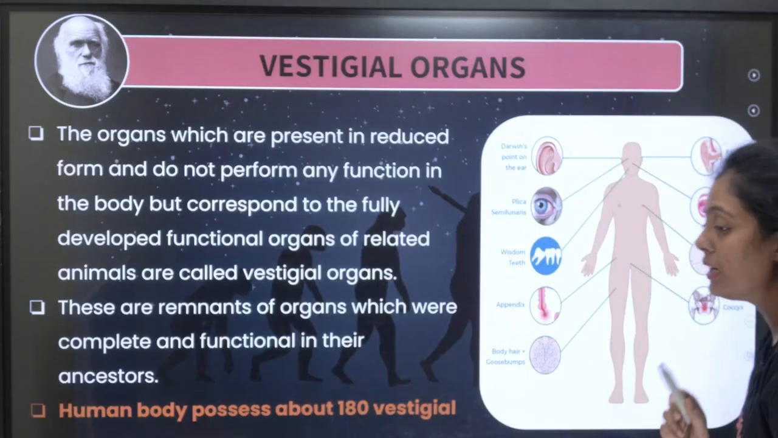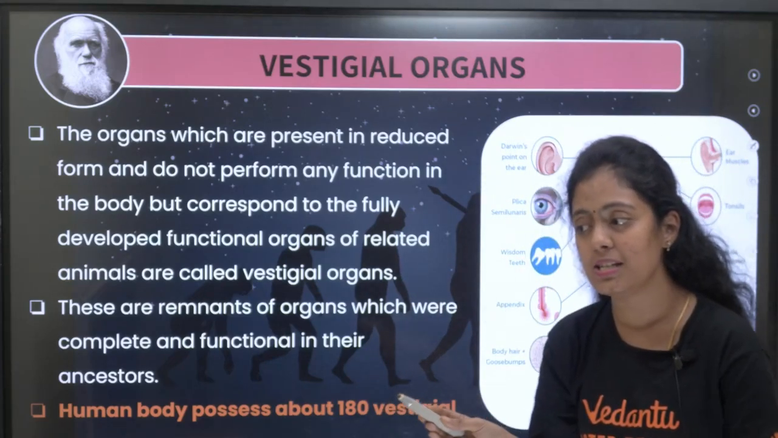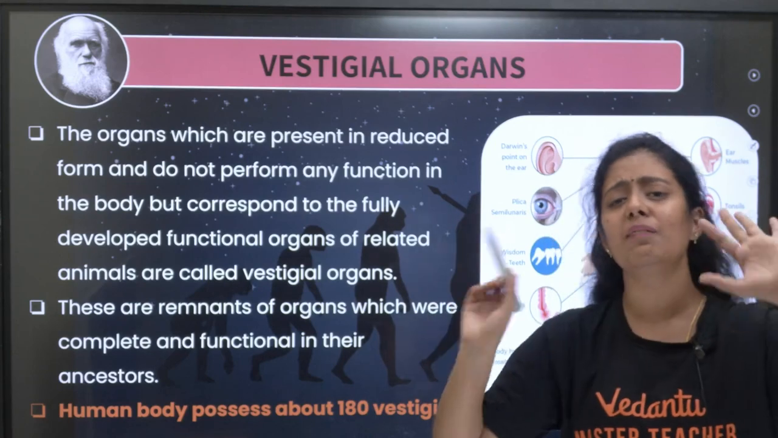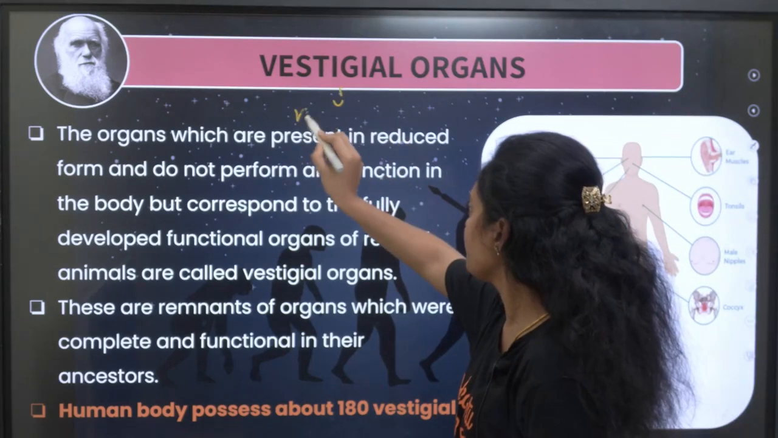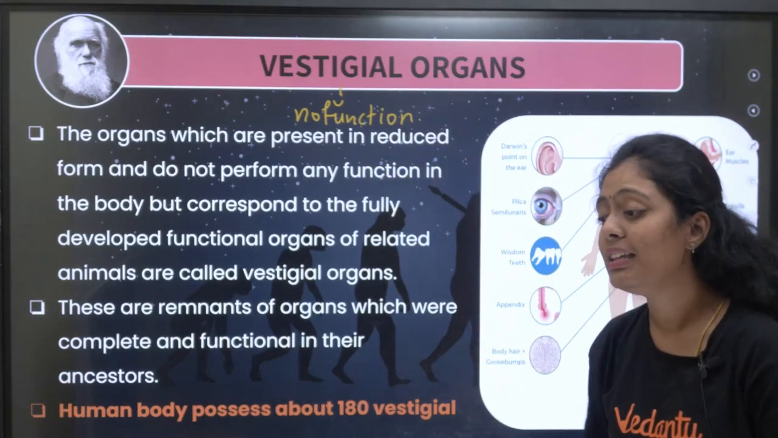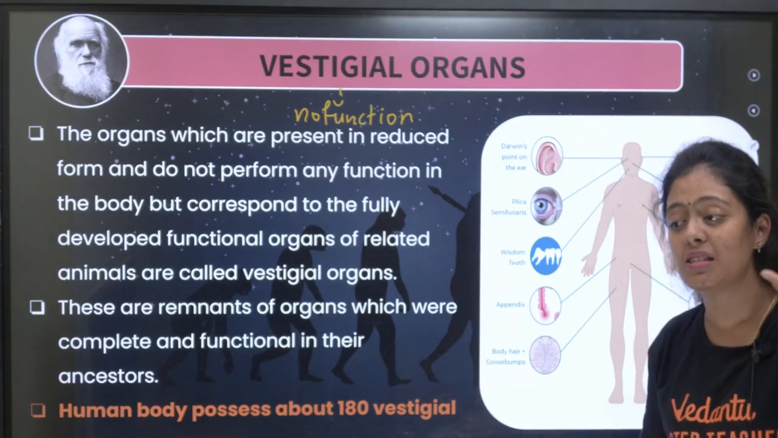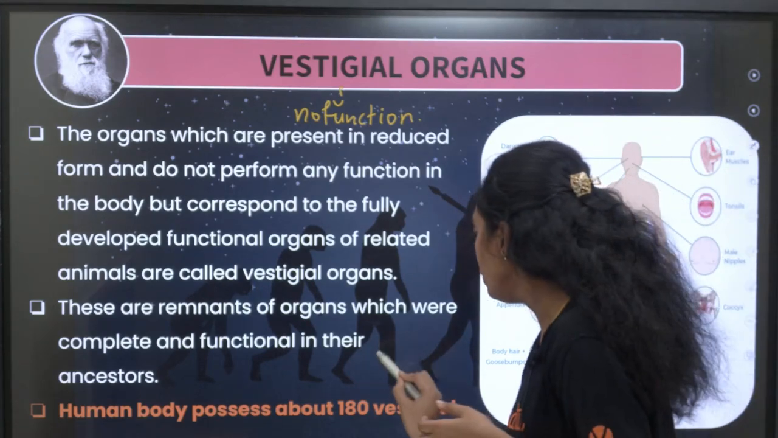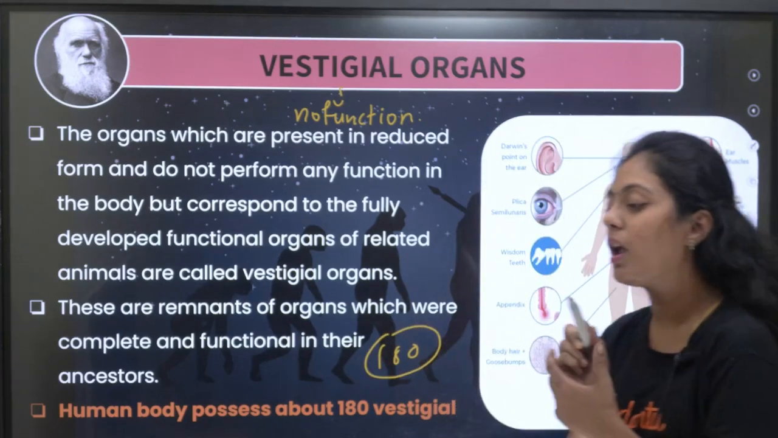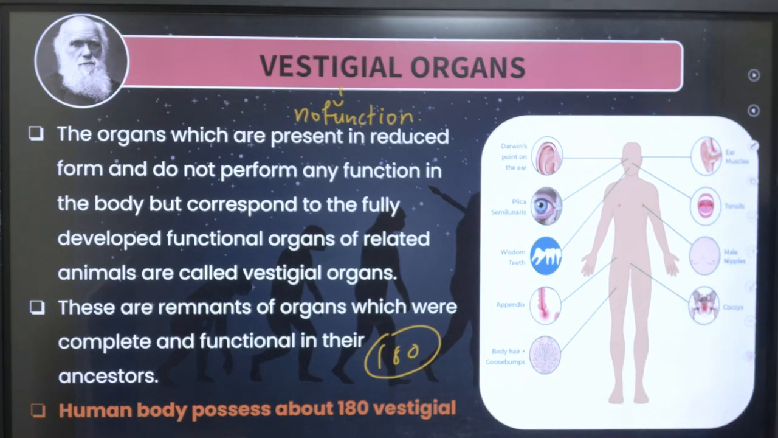Very, very important. Lastly, let's also talk about vestigial organs. The organs which are present in reduced form, but they don't have any function. No function. Adha dhaan nama vestigial organ nu solrom. Okay, these are the remnants of organs which were complete and functional in their ancestors. Nama human body la 180 vestigial organs irukku. The most common ones you guys know: appendix, body hair, goosebumps, coccyx, male nipples, tonsils, ear muscle.